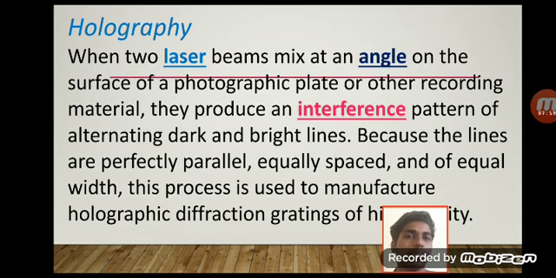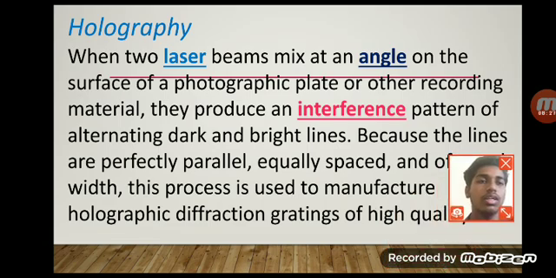Holography. When two laser beams mix at an angle on the surface of a photographic plate or other recording material, they produce an interference pattern of alternating dark and bright lines. Because the lines are perfectly parallel, equally spaced, and of equal width, this process is used to manufacture holographic diffraction gratings of high quality.